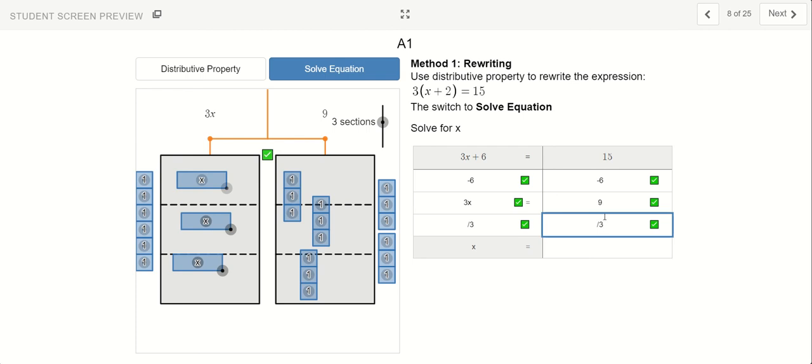Looks like x equals 9 divided by 3, which is 3. One of these x's was the same as 3 of these squares. So that was our first method, rewriting. But there are other ways of solving this equation.